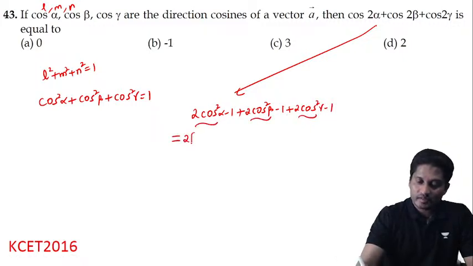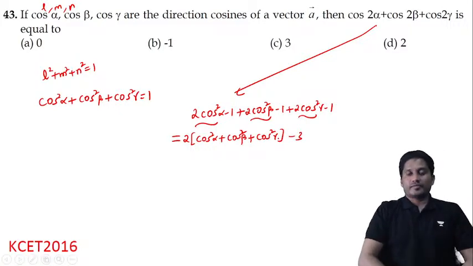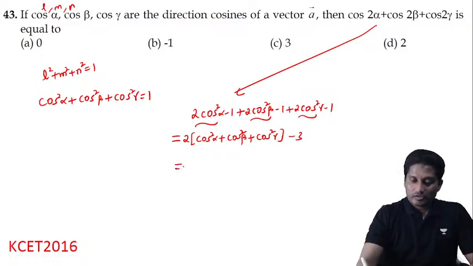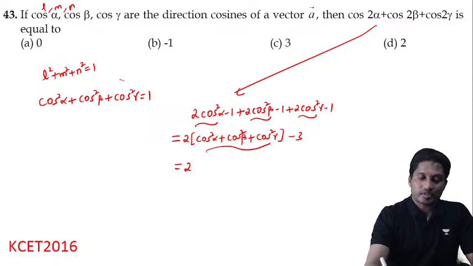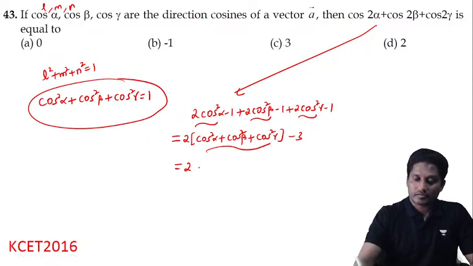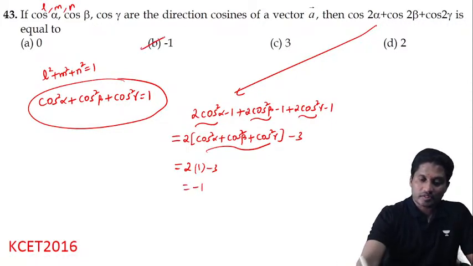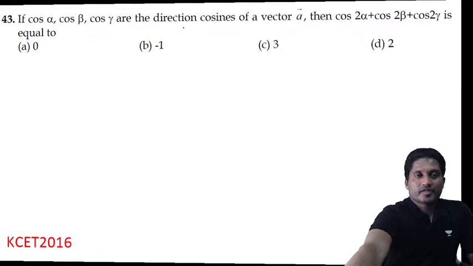If I take 2 common, this becomes cos square alpha plus cos square beta plus cos square gamma, minus 3, that is minus 1 minus 1 minus 1. Cos square alpha plus cos square beta plus cos square gamma is 1, so 2 minus 3 will be equal to minus 1. Answer is option B. Let's move to the next question.